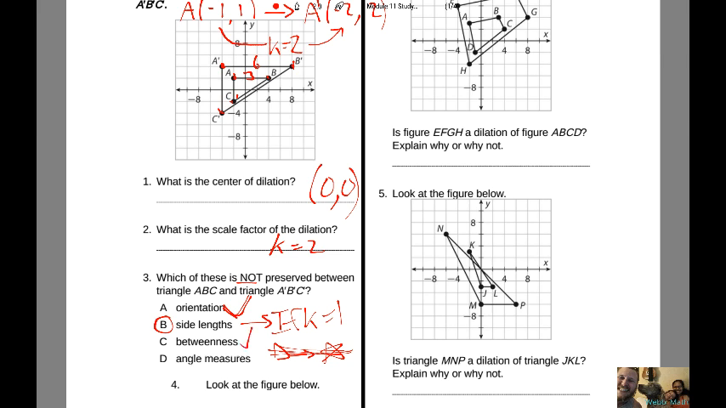Awesome. 3 points. Angle measures. Angle measurements have to be preserved by the definition of a dilation, so that's good. The only one that's not preserved is side lengths in this situation. All right, number 4.